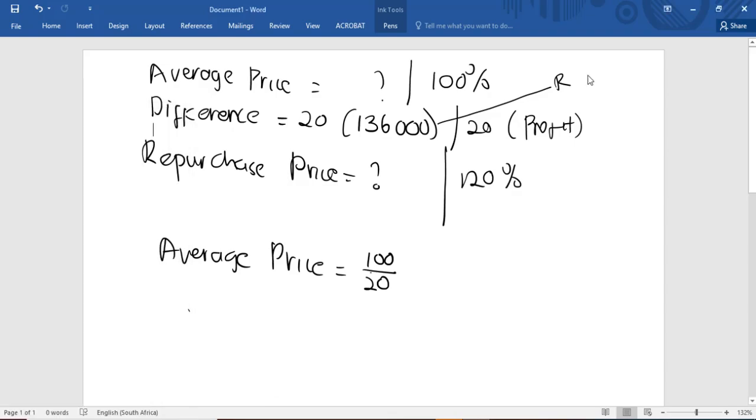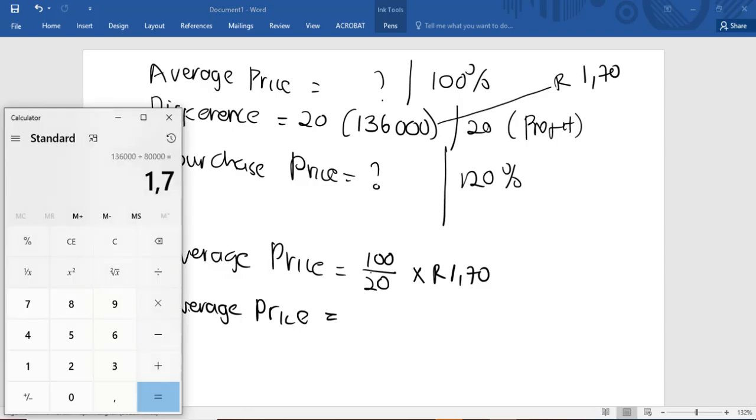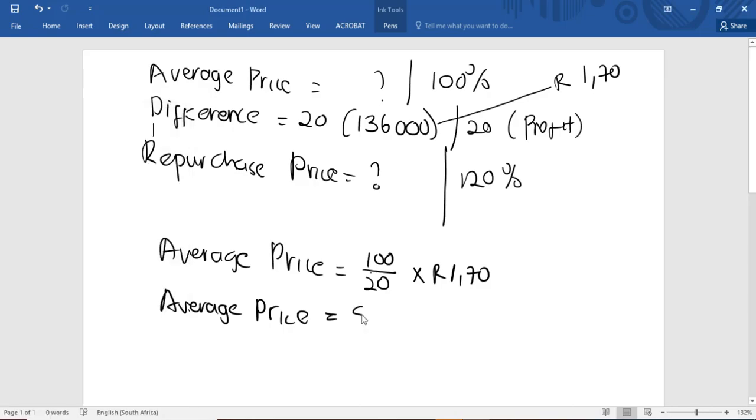Remember, this 1.70 still represents the 120%. Here, multiply by 20%, and 1.70 is giving us 8 rand 50. Okay, it is giving us 8 rand 50.